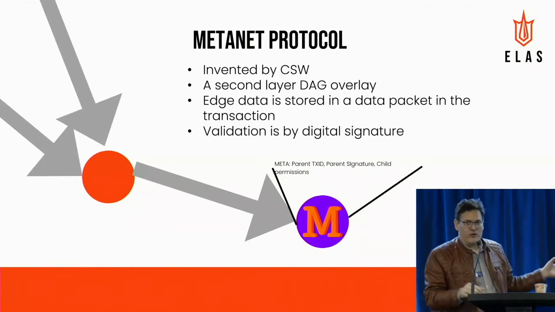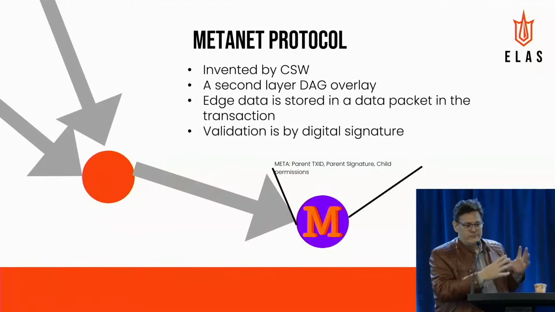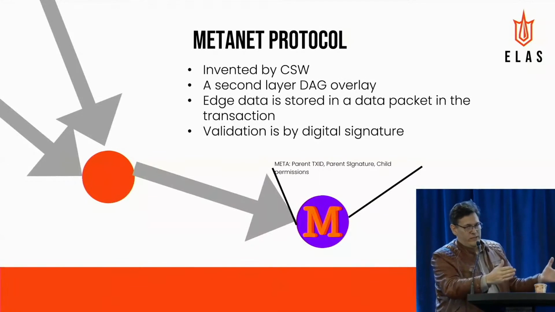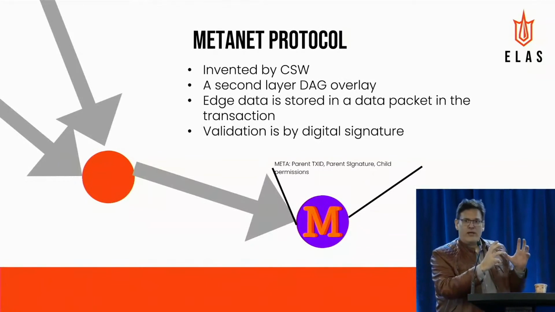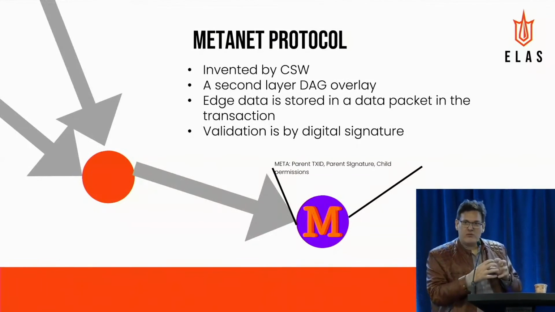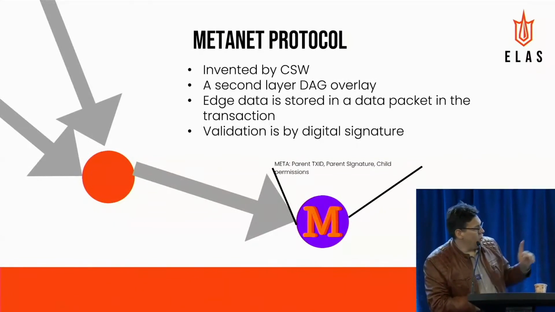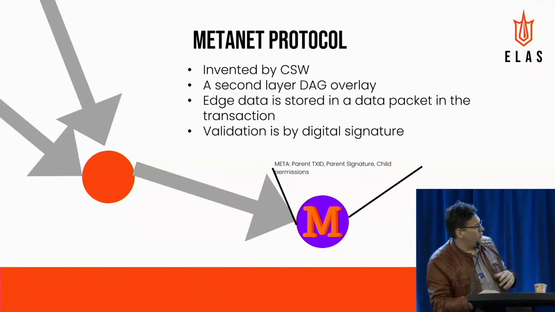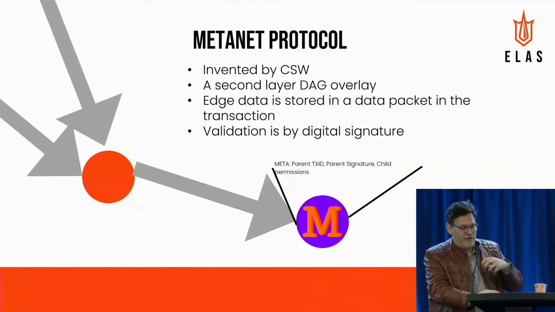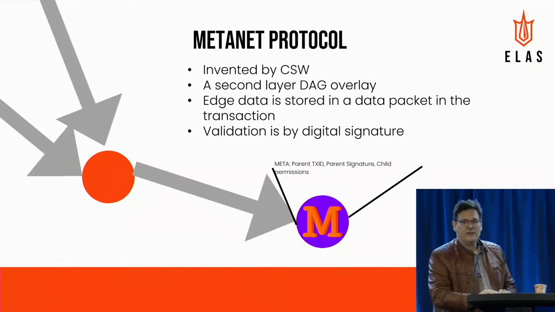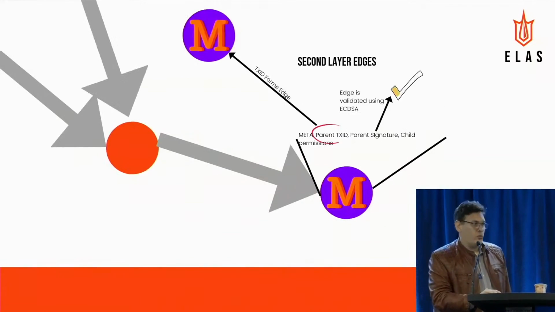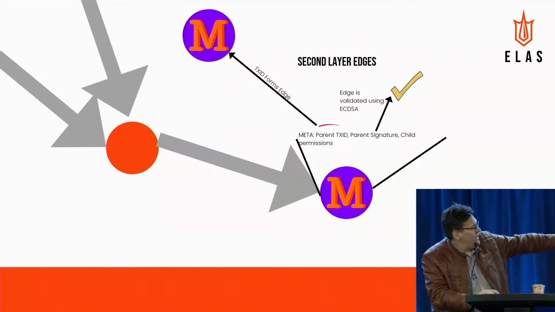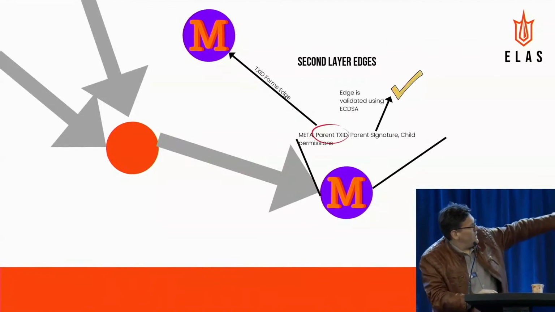In the MetaNet protocol, we're creating a transaction output, and then fully encapsulated within that transaction output, we're putting a packet of data that creates a second layer edge back to a different transaction that is not the parent on the public ledger. So what we're saying is we are creating a second order graph on top of the base layer Bitcoin protocol. So what does that look like? In a MetaNet data item, we have a pointer back to the parent.